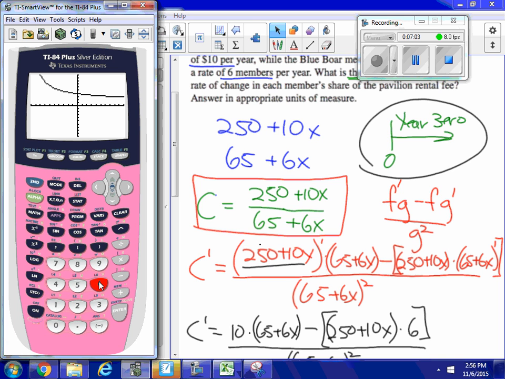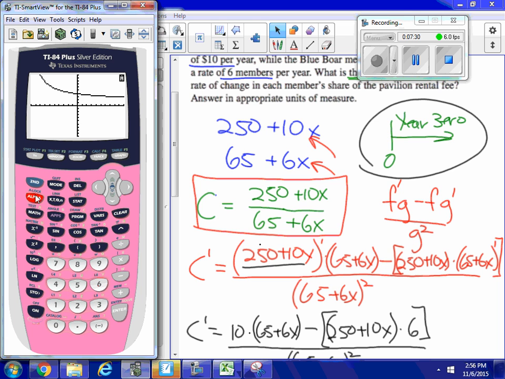So this is interesting that the cost per member actually goes down. Intuitively, it kind of surprised me because I thought since it was going up by $10 and the members were only increasing by 6, the cost per member would be going up. But it's not. It's going down, and I'm not going to argue with that. But what I want to know is at year 0, what is the slope of the tangent line? What is the rate of change of this function?